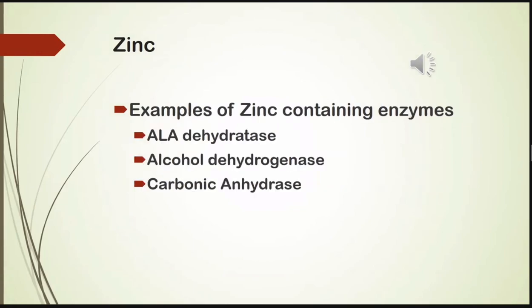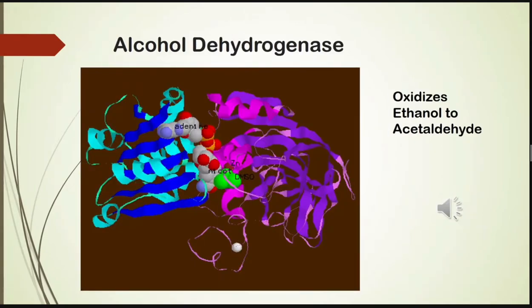The following are zinc-containing enzymes that may not have anything to do with genetics. Examples of which are your ALA dehydratase, your alcohol dehydrogenase, and your carbonic anhydrase. Alcohol dehydrogenase oxidizes ethanol to acetaldehyde. As you may see in the figure, it contains zinc at the active site. This is so it will maintain the conformation of the enzyme at the active site.